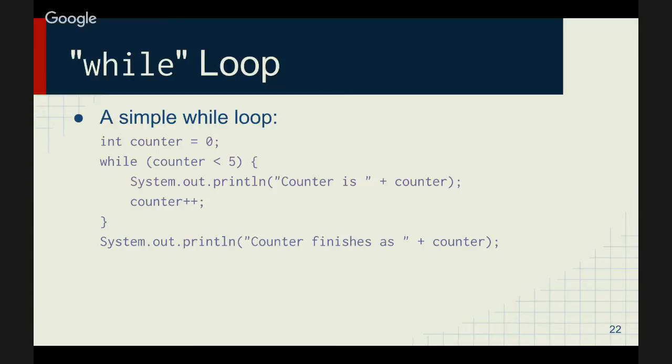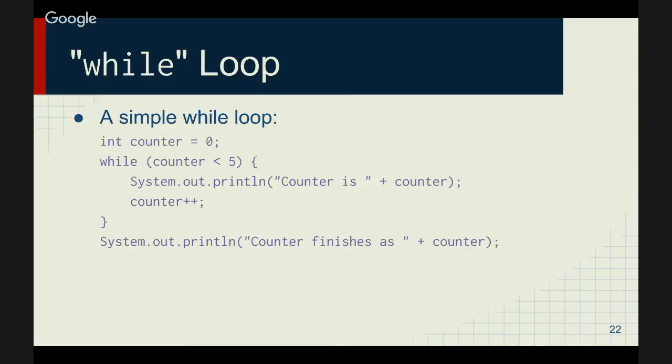Are there any questions about why this does what it does? Could you do less than or equal to? Yeah. And if we did less than or equal to, what would change about the output? It would go up to 5. Yeah, so it would do counter is 5, counter finishes at 6. Because it would execute when we were at 5. It won't skip to the end until we're at 6. Good question. Any other questions about this? Okay.